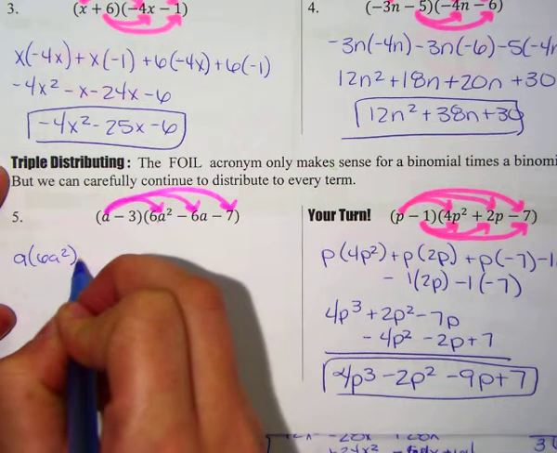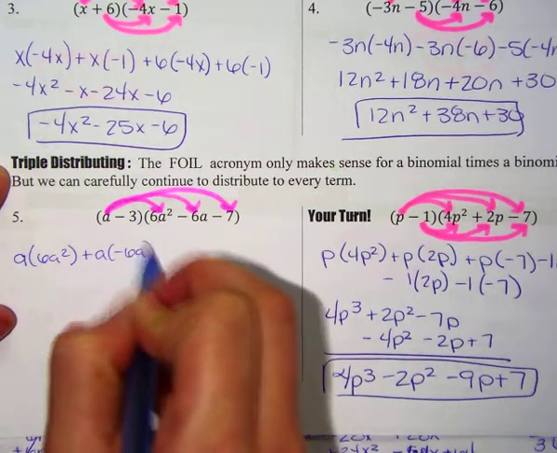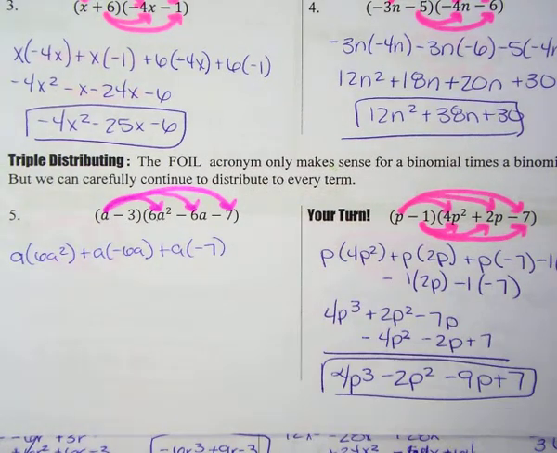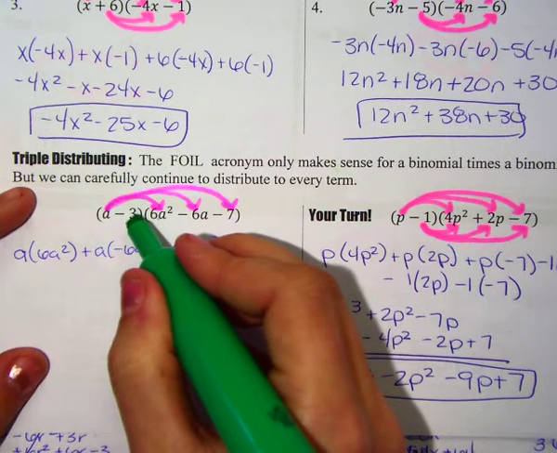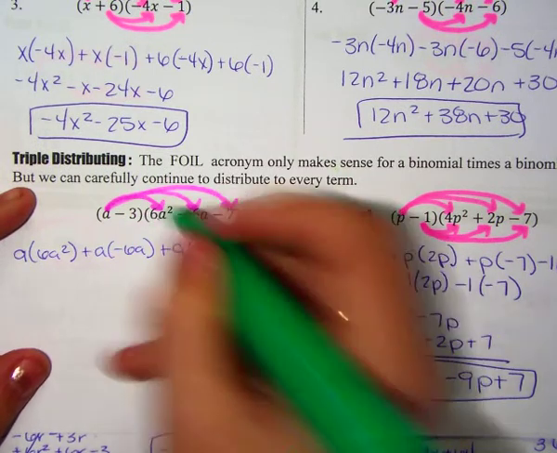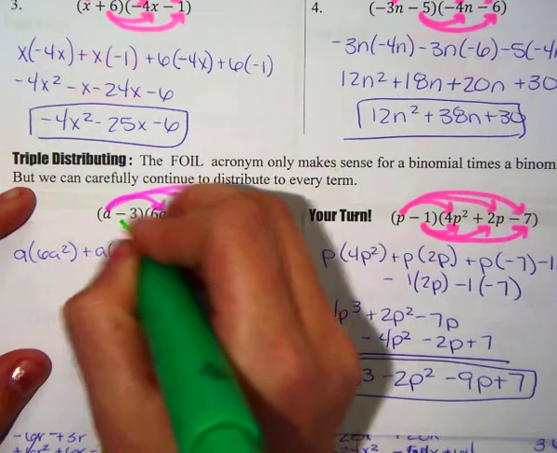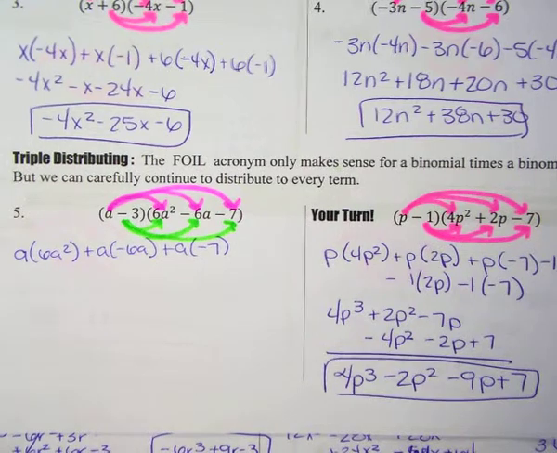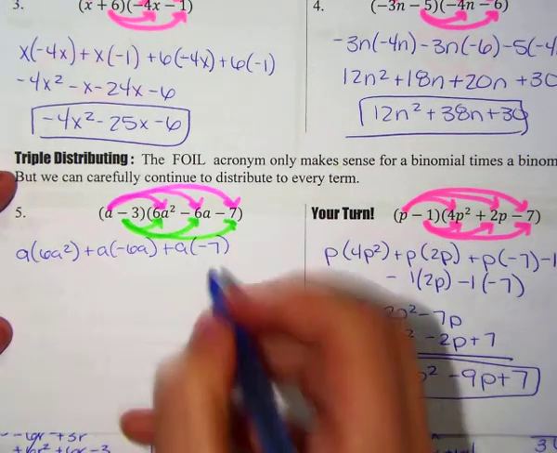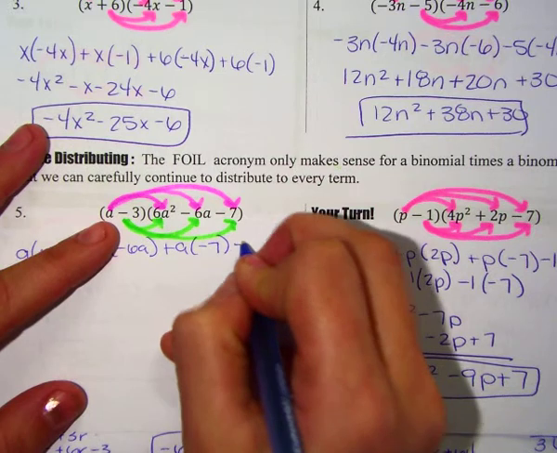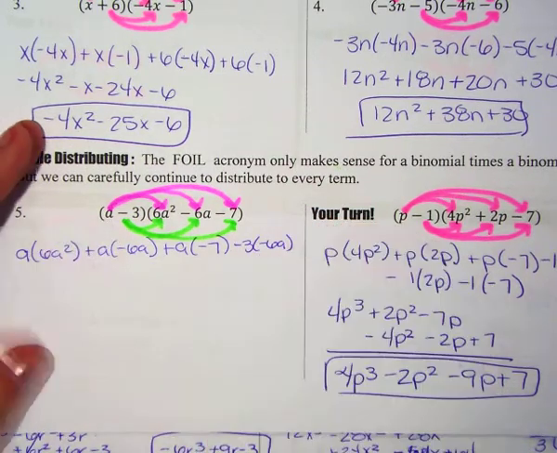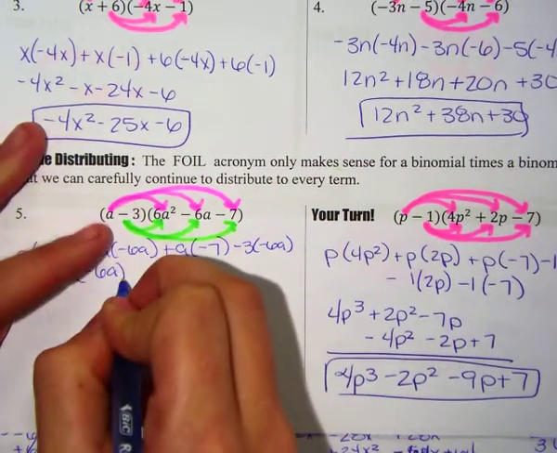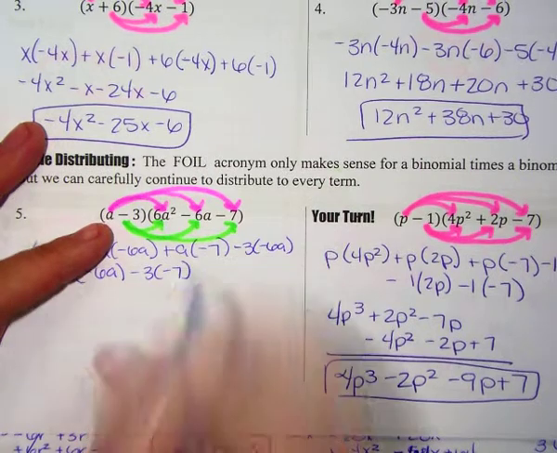A times 6a squared plus a times negative 6a plus a times negative 7. Then you take the second term in the binomial and multiply it times each term in the trinomial. Negative 3 times 6a squared, negative 3 times negative 6a, negative 3 times a negative 7. Write this down. Negative 3 times 6a squared, negative 3 times negative 6a, negative 3 times negative 7.